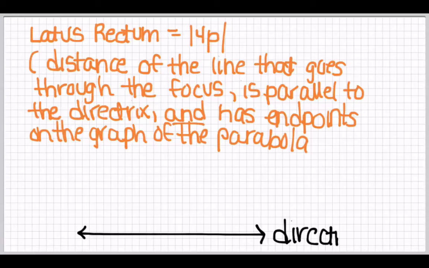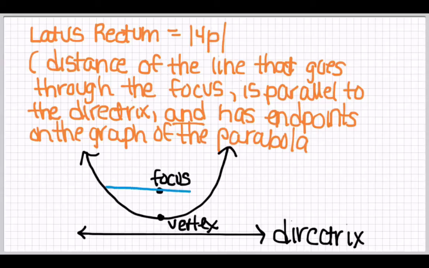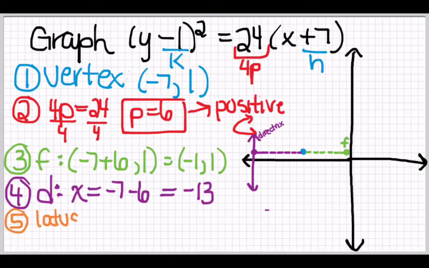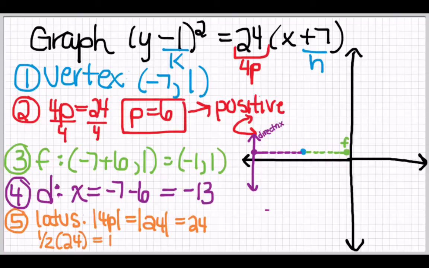So if this is our directrix, a horizontal line, and we have an upward-facing parabola, then if we draw a line through the focus and parallel to the directrix, that would be the length of the latus rectum. The latus rectum for this example is the absolute value of 4p, which is the absolute value of 24, which is 24. I'm going to look specifically at half of that amount because I want to start at the focus and count down 12, which brings me to (negative 1, negative 11), and then I'm going to count up 12, which brings me to the point (negative 1, 13).